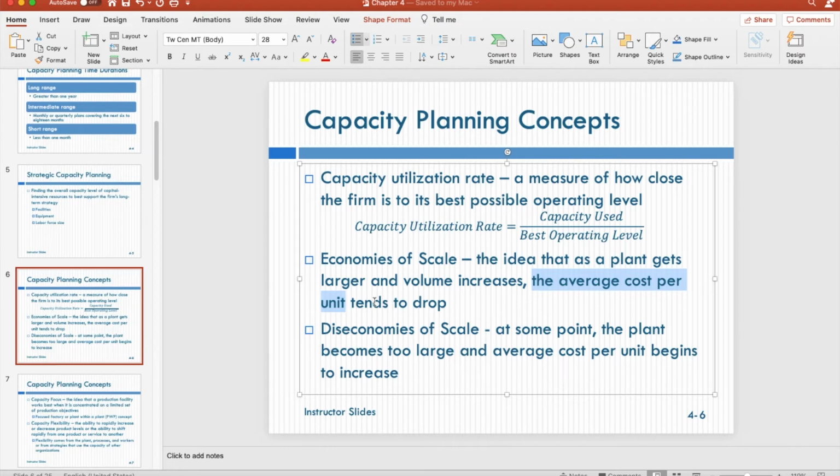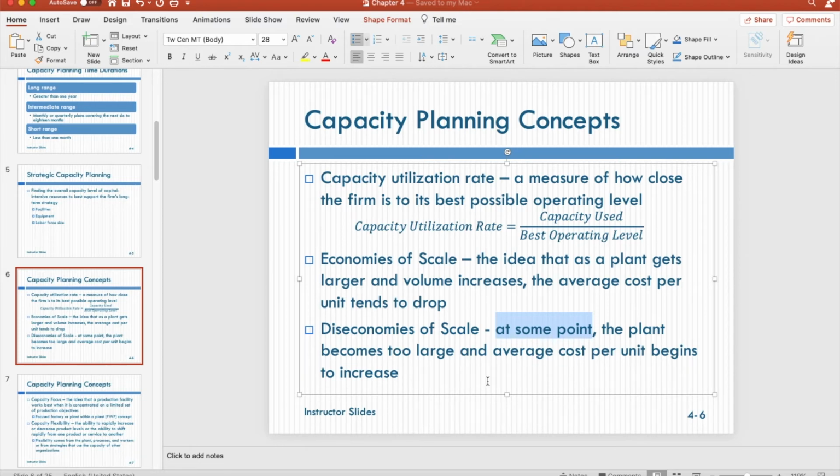But after the point is saturated, and then we move to the next level, the average cost per unit will start to increase. That's why here we have the opposite concept, which is called diseconomies of scale. Right? You can see that at some point, normally this saturated point, when the plant continues to become larger and larger, when the volume continues to increase, the average cost per unit will start to increase instead of decrease anymore.